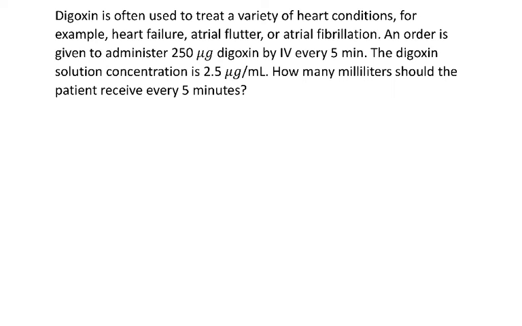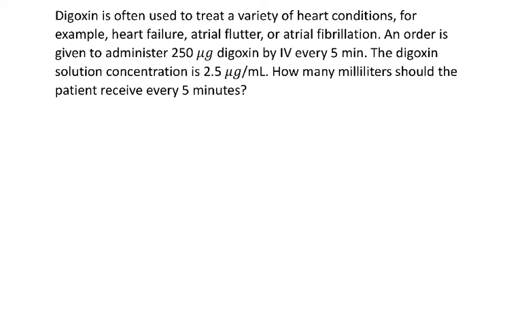Digoxin is often used to treat a variety of heart conditions. For example, heart failure, atrial flutter, or atrial fibrillation. An order is given to administer 250 micrograms digoxin by IV every 5 minutes. The digoxin solution concentration is 2.5 micrograms per milliliter. How many milliliters should the patient receive every 5 minutes?